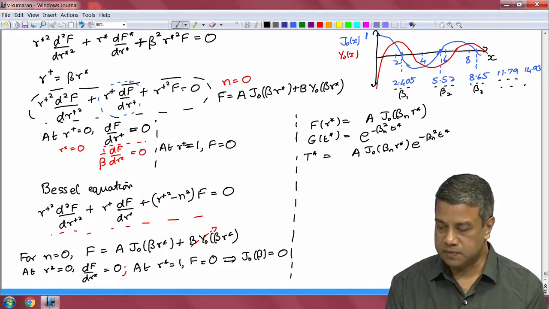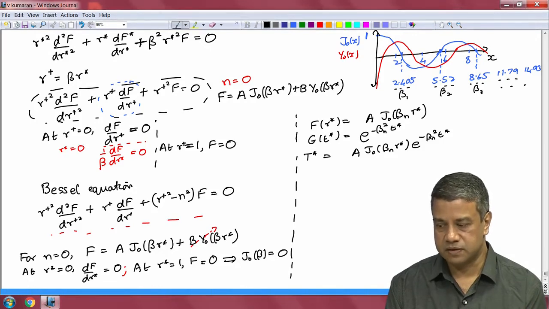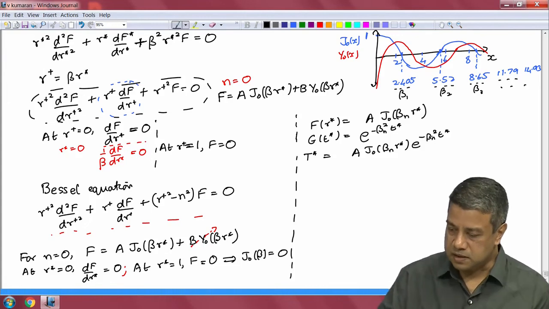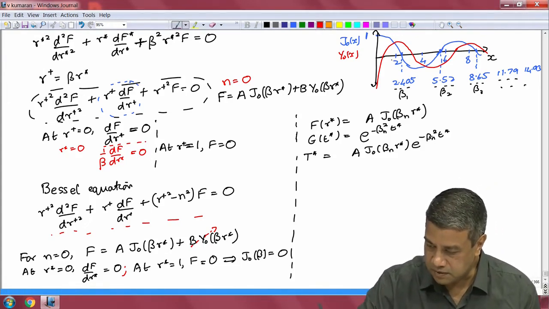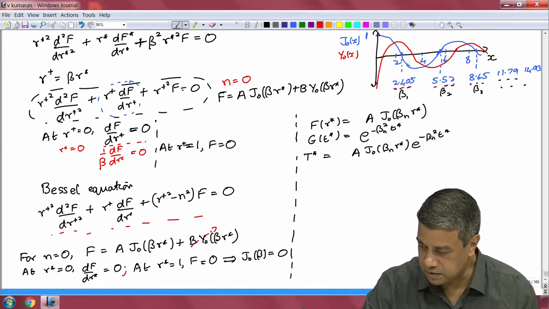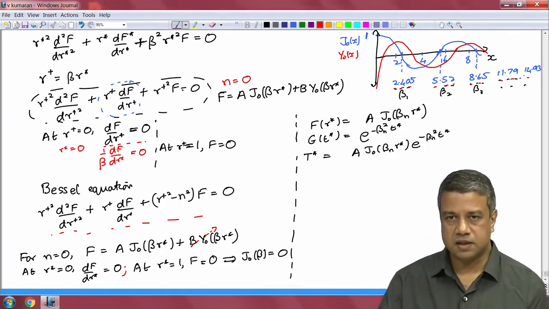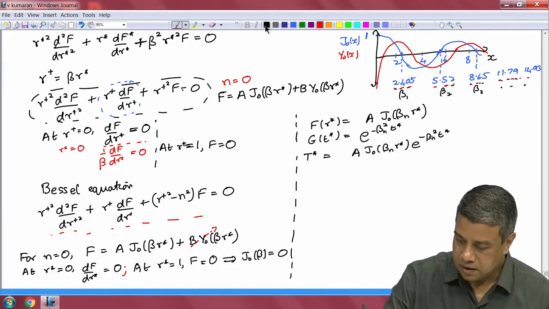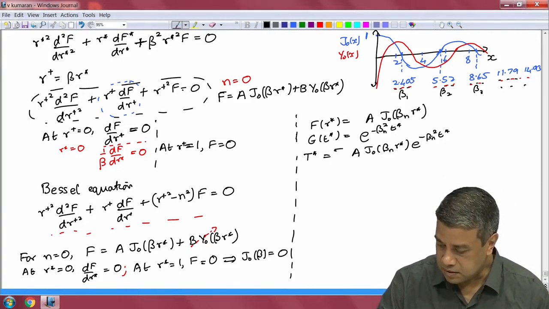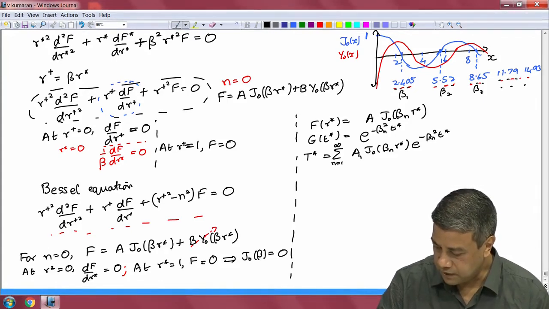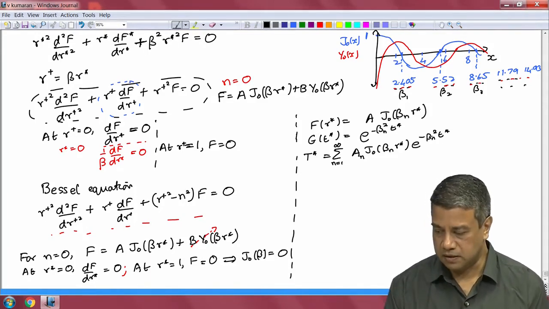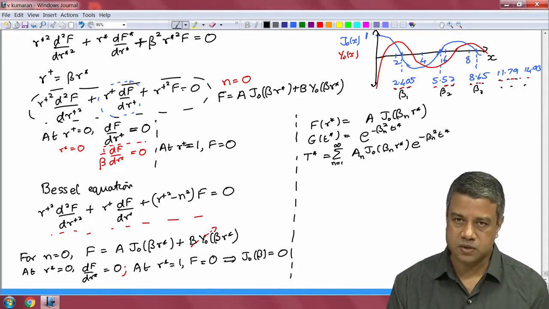It satisfies both spatial boundary conditions. The derivative is equal to 0 at 0, and the value is 0 at 1, provided beta n is one of these discrete values. Therefore it is a solution of the equation for any value of n. That means the most general solution is the summation over all n of A n times this.